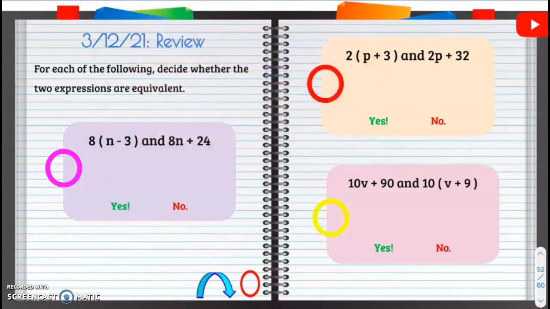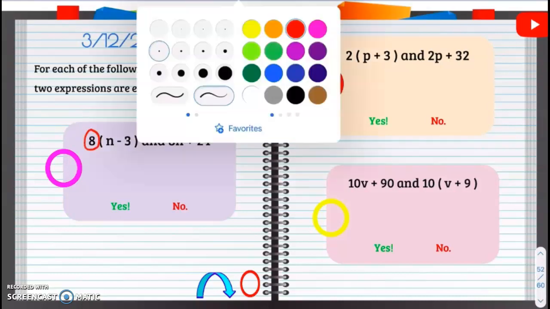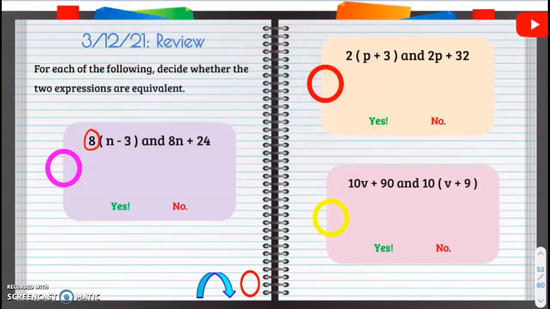So the first thing we're going to do, we're going to circle that number in front of the parentheses. Close enough. All right, and then we are going to distribute it to each of the numbers inside. So that means 8 times n, remember? 8 times n minus 8 times 3.